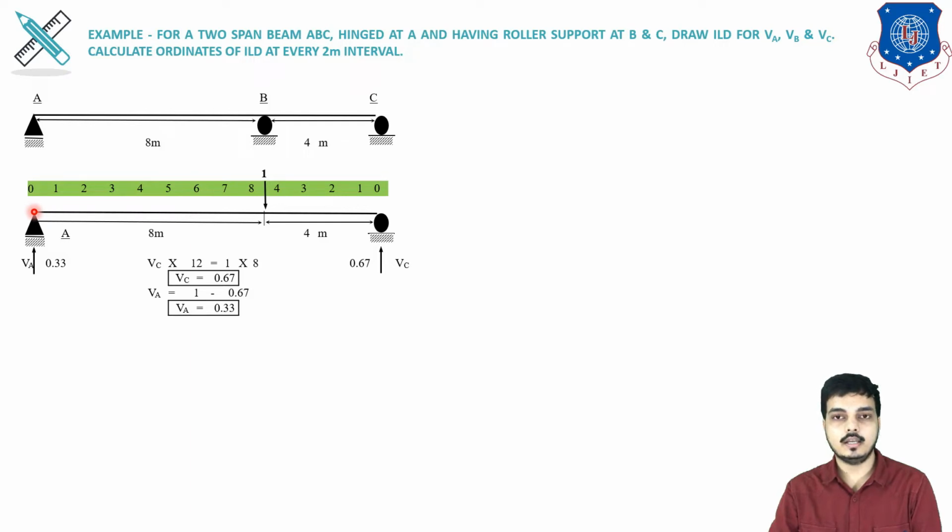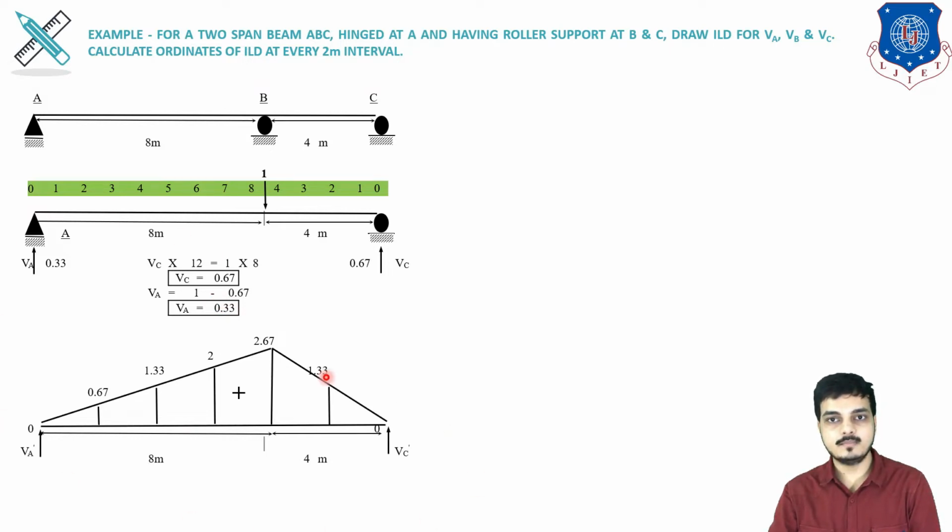Taking moments about A, VC multiplied by 12 equals 1 into 8. I will be getting my value of VC. Similarly, we can find out VA. How? Total upward force equals total downward load. So VA is nothing but 1 minus VC. So I will be getting my VA. After calculating the reactions VA and VC, we have to draw the bending moment diagram. How to draw? Let's see.